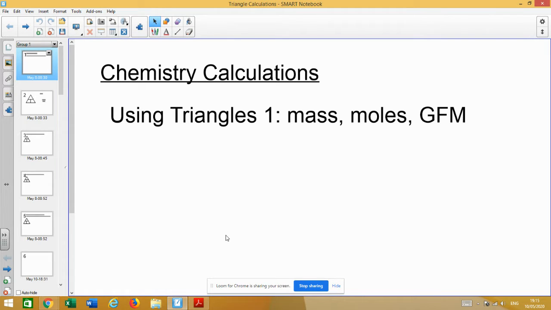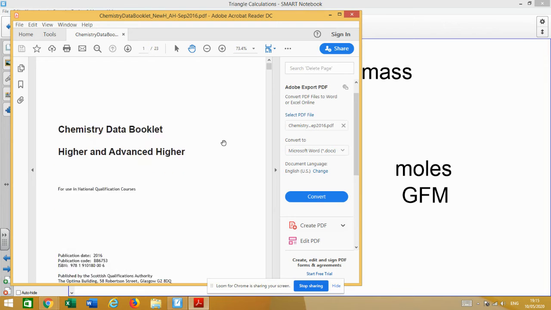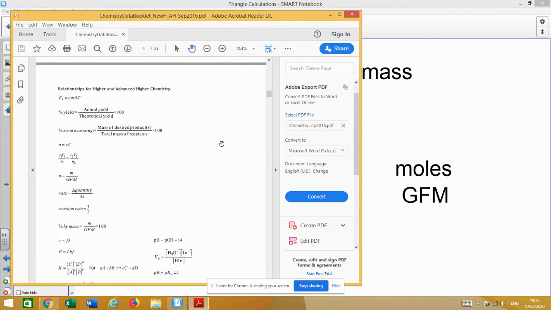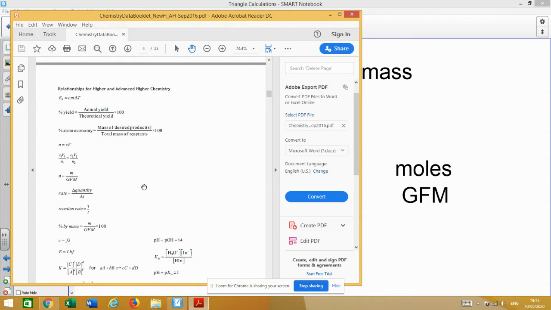So looking at chemistry calculations, the first step is to look at mass, moles and GFM and using the simple triangle to help with these calculations. If you have a look in your data book, on the first real page of the higher one, you'll see there's lots of different equations, and these are all the ones you need, and you get your data book in your exam.